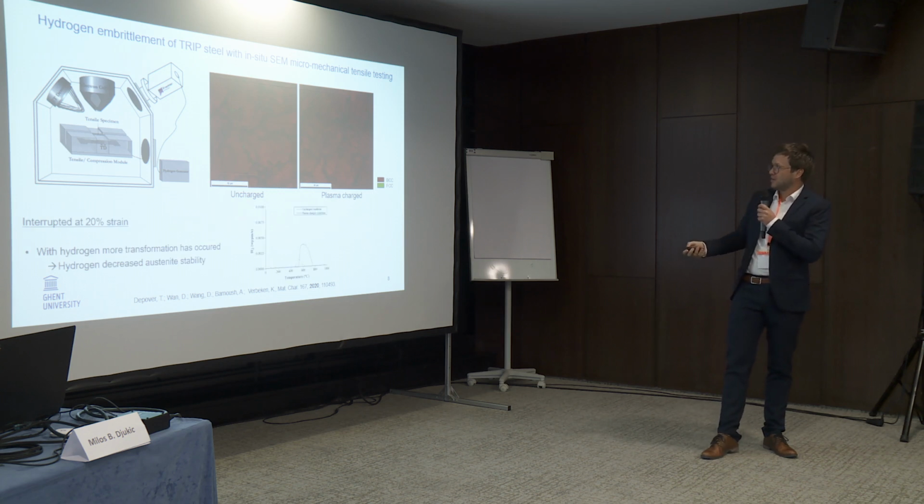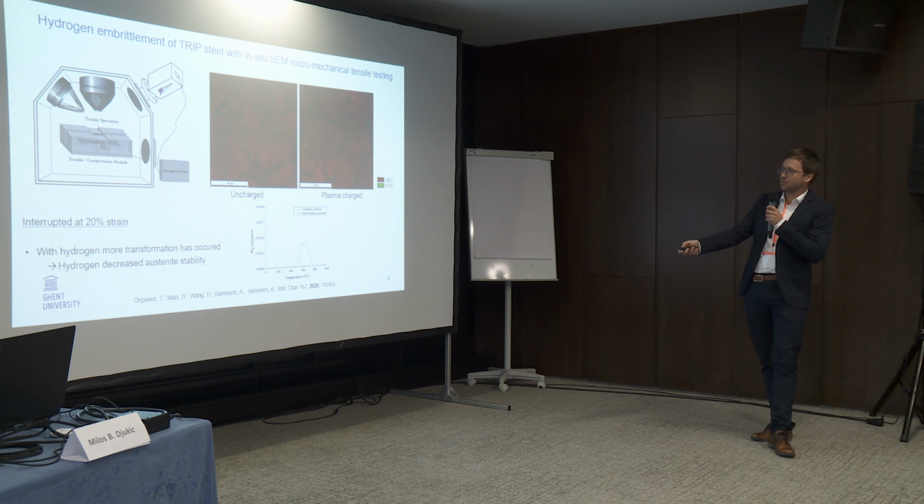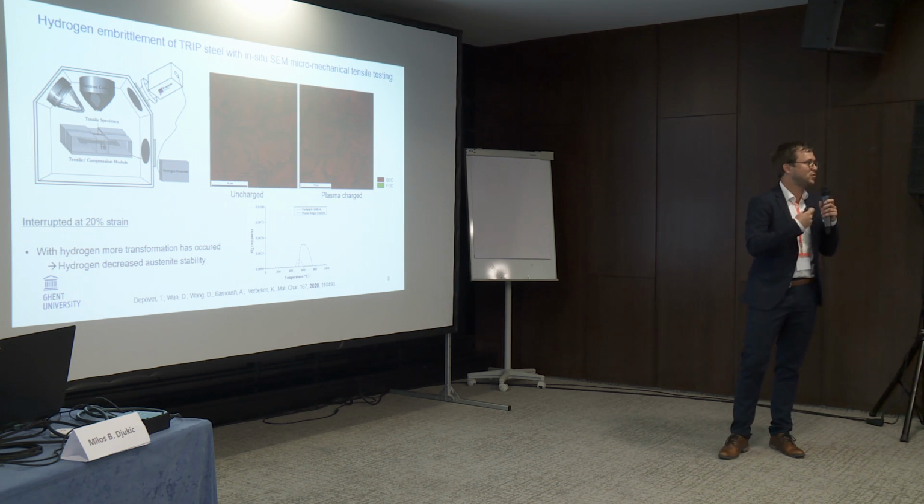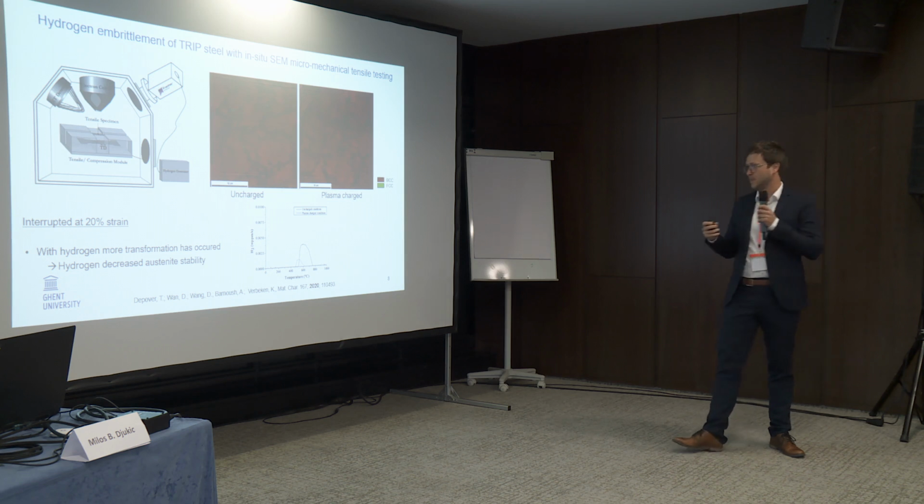And if you then take a look, indeed in the uncharged condition we still had some. In the beginning we had quite a lot, but then at 20% of strain you lose, but you still have quite some hydrogen trapped at retained austenite. But in the plasma charged condition you have less. So you had accelerated deformation in the case when you had plasma charging because of the presence of hydrogen at retained austenite. Okay?